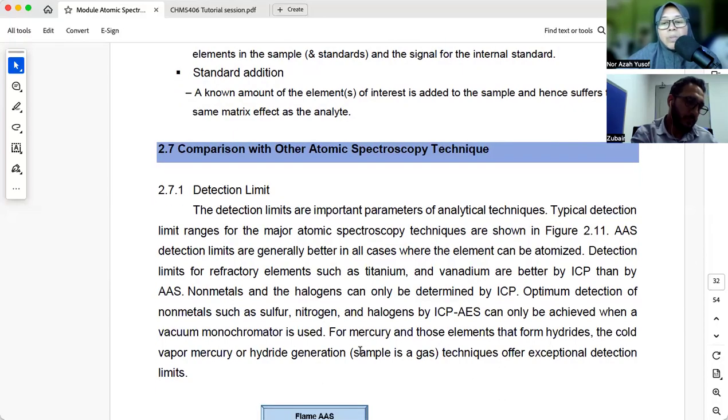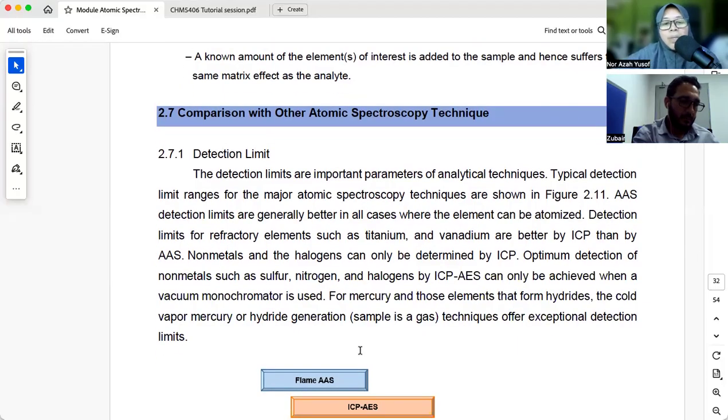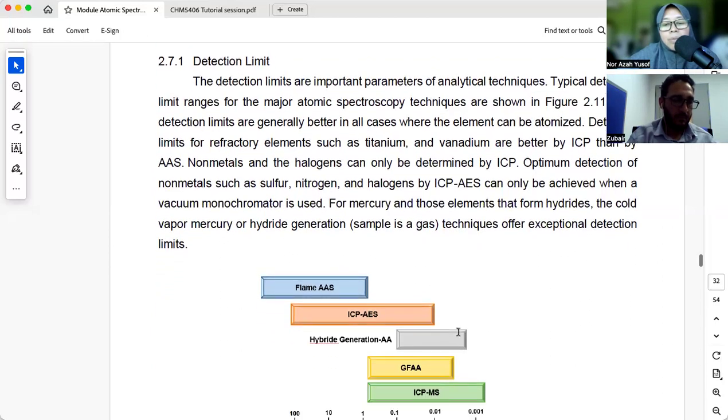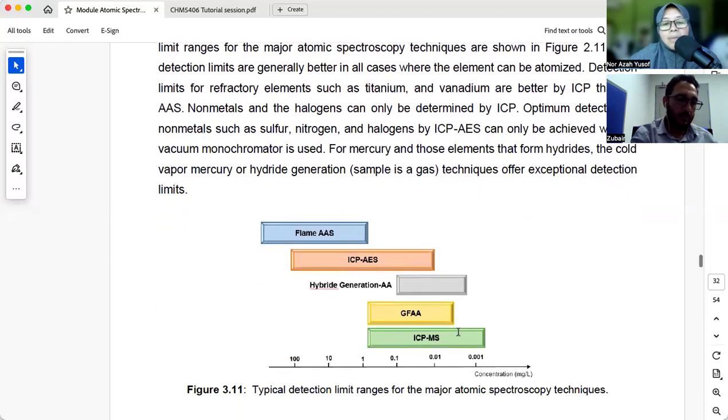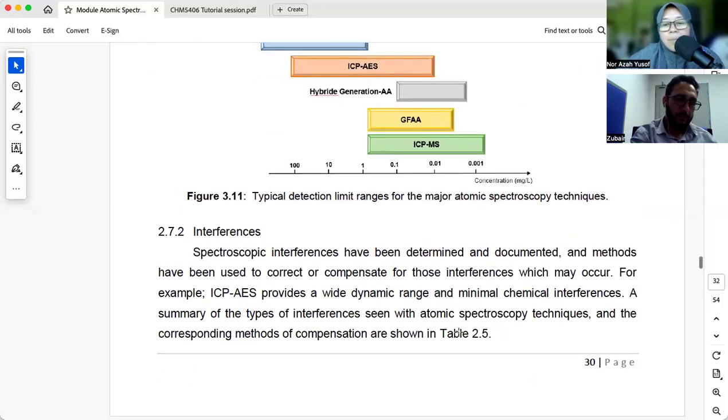For mercury and those elements that form hydrides, okay, mercury is specific. You have to use cold vapor mercury or hydride generation. So that's why if you want to run mercury, you should go for mercury analyzer, because they have very specific cold vapor mercury. So most of the AAS does not suit mercury. You have to go specific for mercury analyzer. All right, spectroscopy. Okay, this one is done.